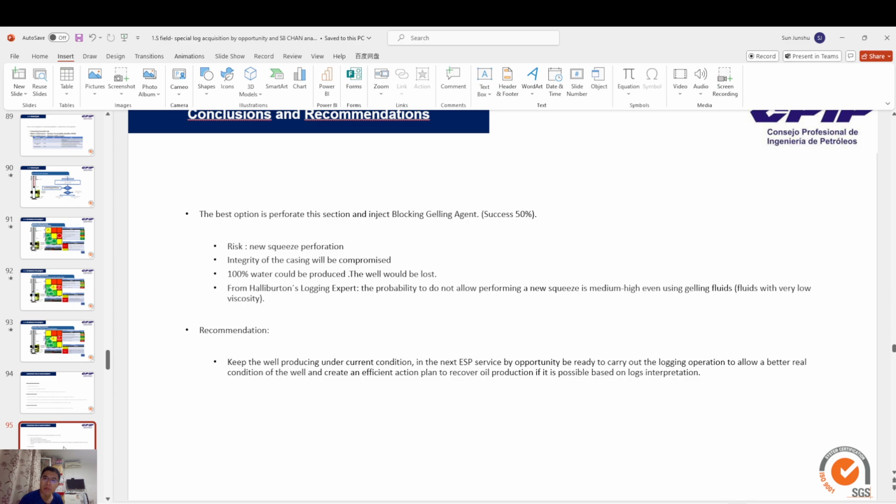Recommendation: keep the well producing in the current condition until the next ESP service by opportunity. Be ready to carry out the logging operation to allow a better understanding of the real condition of the well and create an effective, efficient action plan to recover oil production if possible, based on the log interpretation.